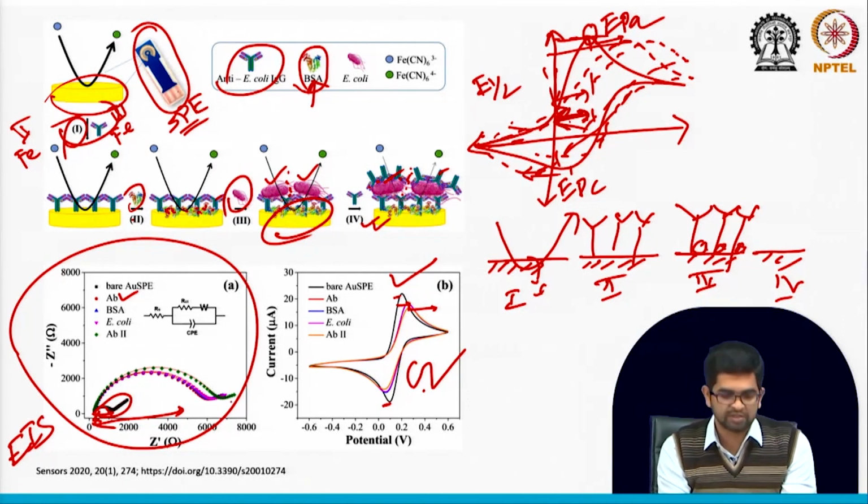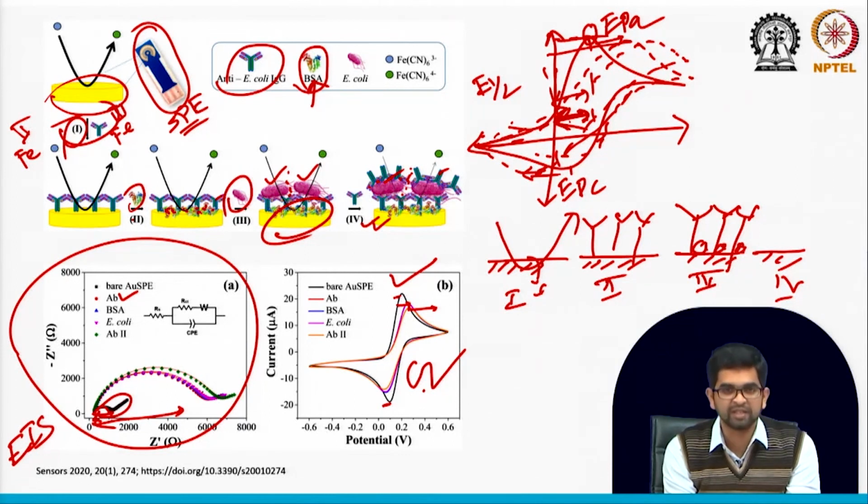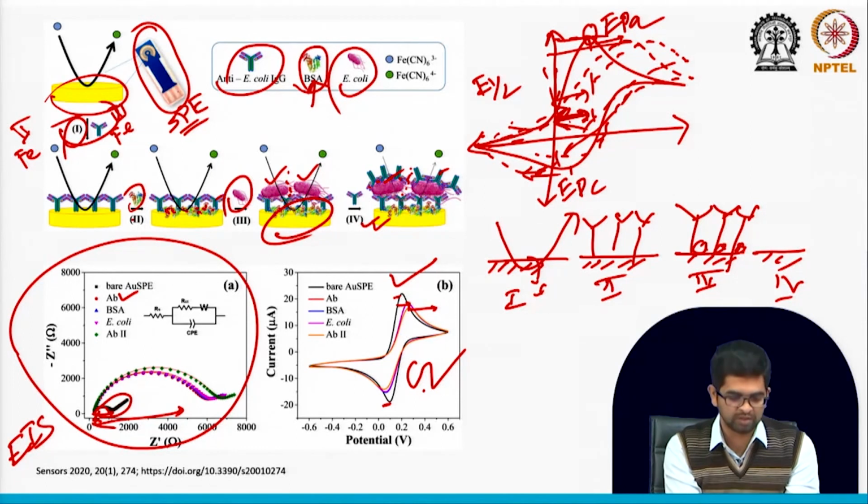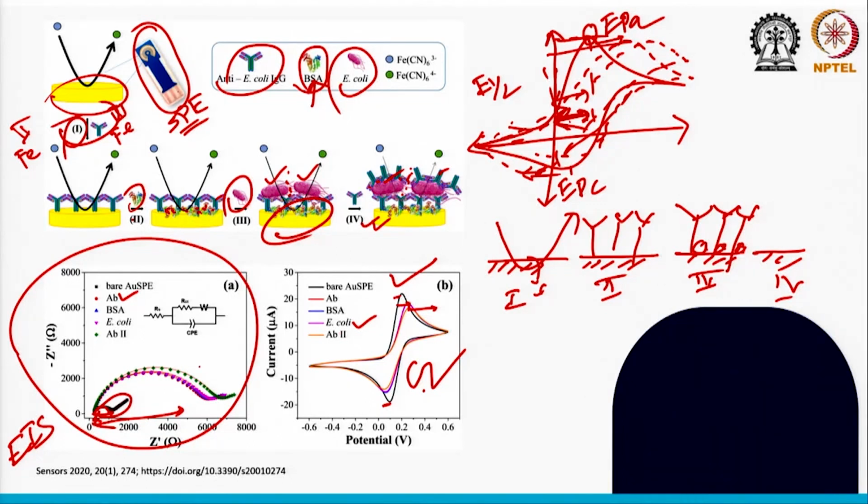of impedance, but not very high, but you can see the change in CV and EIS. But you will see the vast change slowly if we increase the target concentration, like if we increase the E. coli concentration, then slowly you will see this cyclic voltammogram change, and also you will see the impedance change. It will be proportional to the concentration of your target.